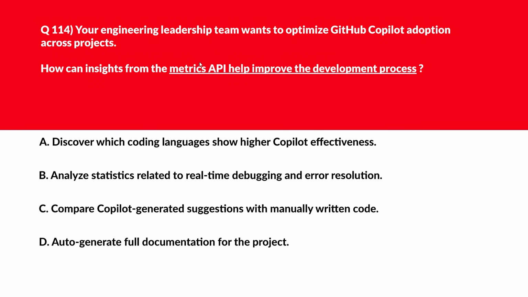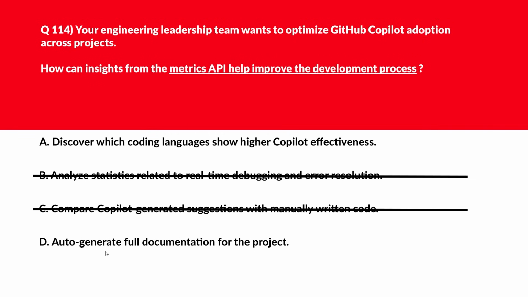The Metrics API doesn't track real-time debugging or error resolution data. Incorrect. Let's move to option C. C says compare Copilot generated suggestions with manually written code. The API doesn't perform comparative analysis between Copilot output and manual code. So therefore wrong answer. Let's move to option D.